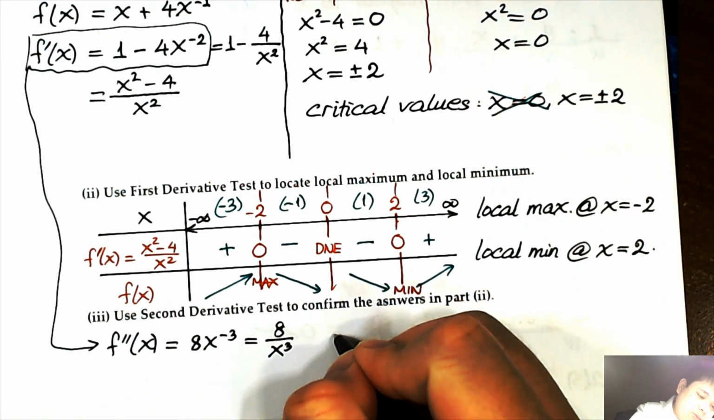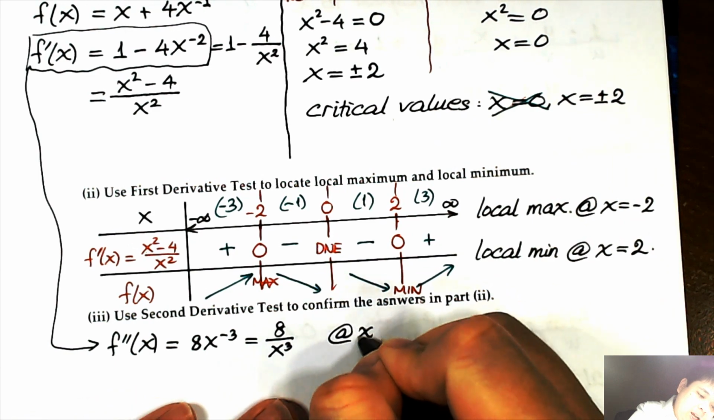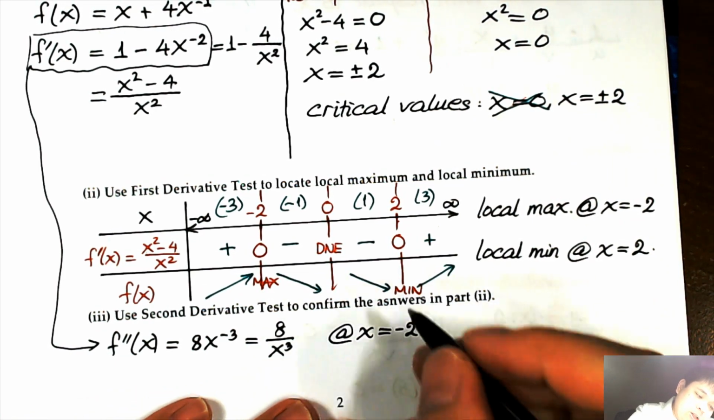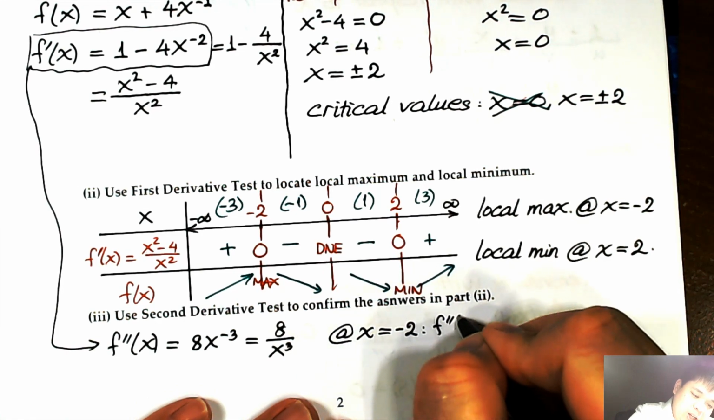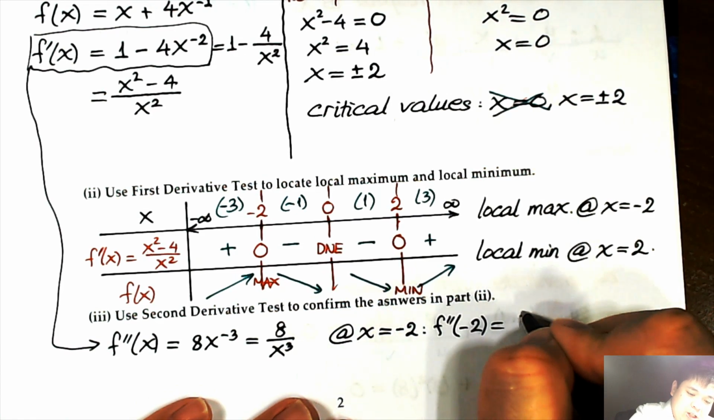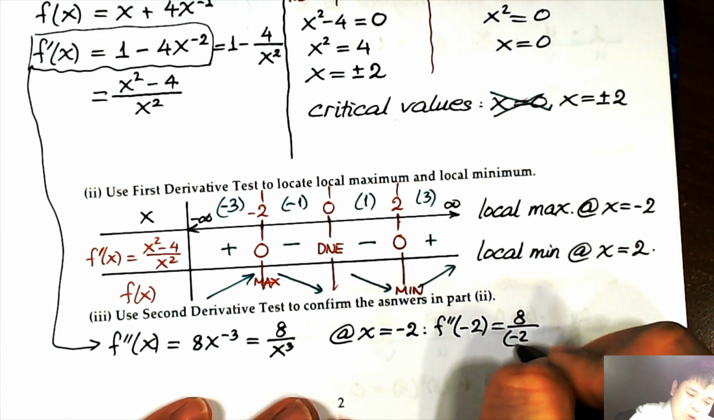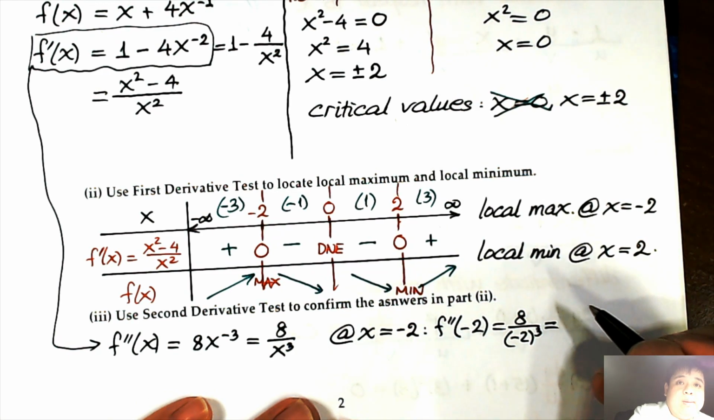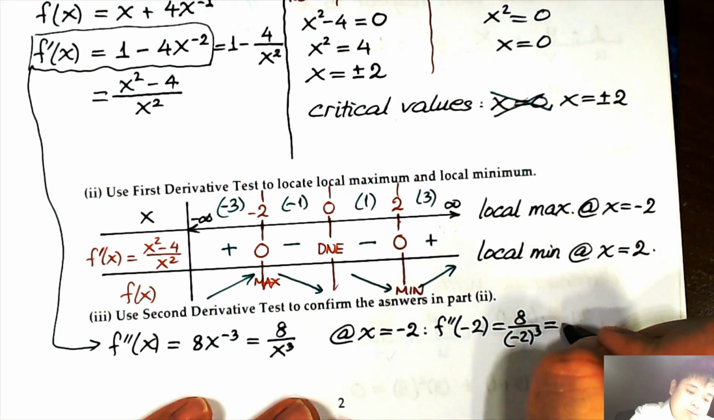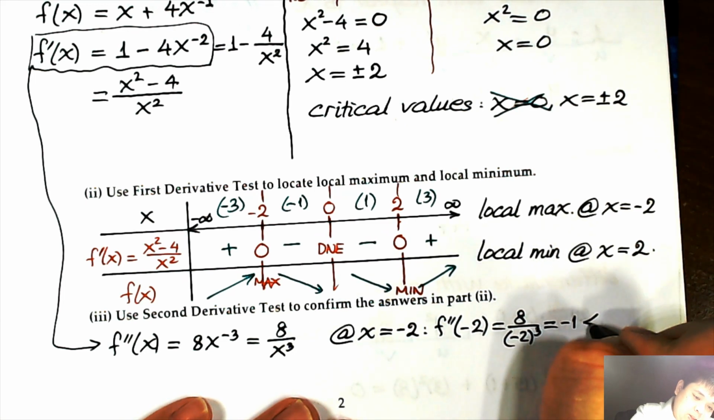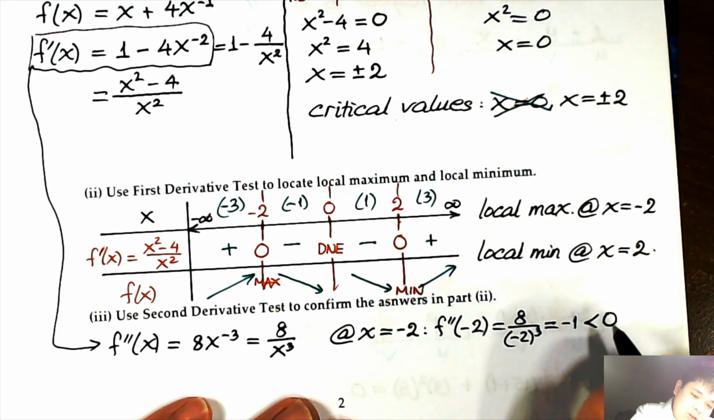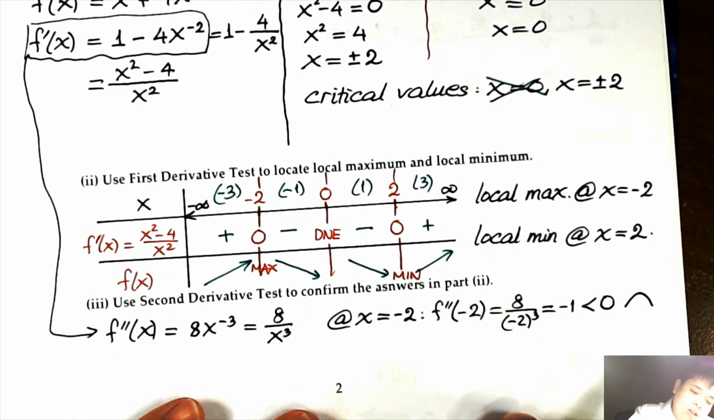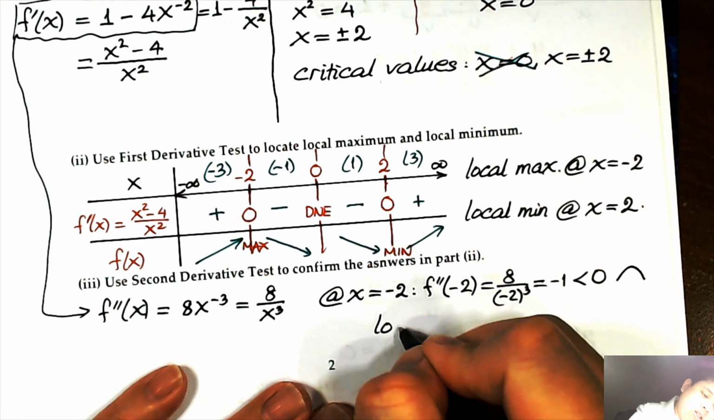So at x equal to -2, we have the second derivative as 8 over -2 cubed. That is 1 over -1, which is -1, less than 0. If it's less than 0, it will open down, and we have the local max.